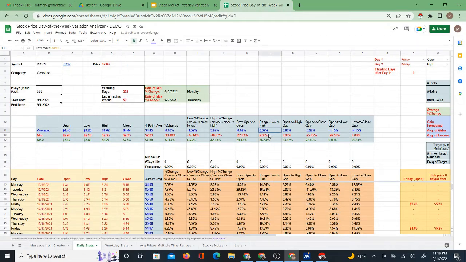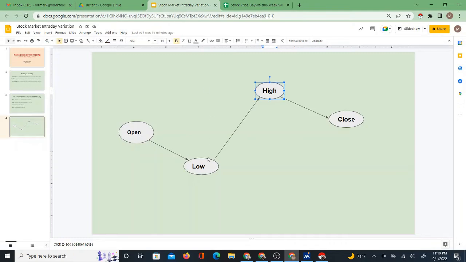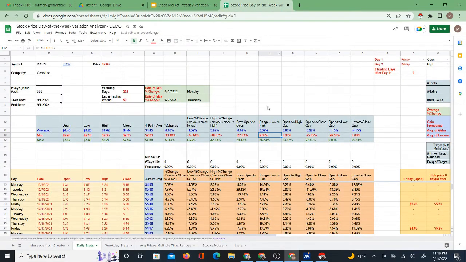But look at the difference in the stats for the range. The average is 8.37%. Remember, Apple was only 2 and change. Look at the minimum. The lowest it has been for the past 365 days is 2.9%. That is the smallest the range has ever been, the smallest gap between the low and the high for the past year, basically 3%. The largest is 36.5.